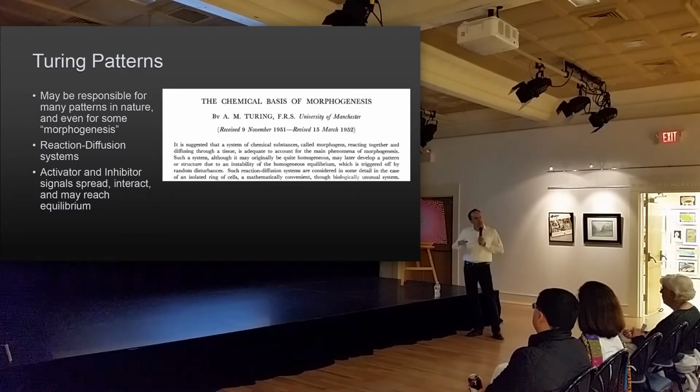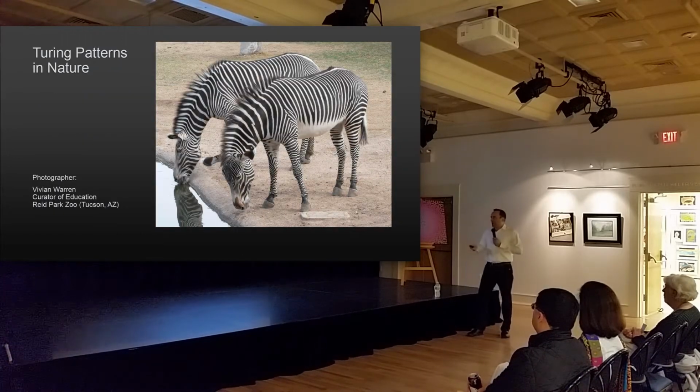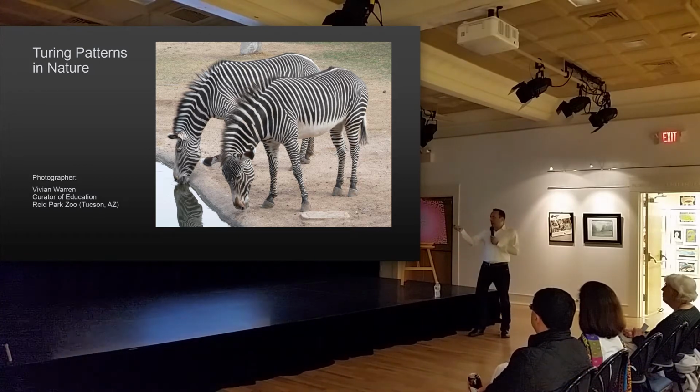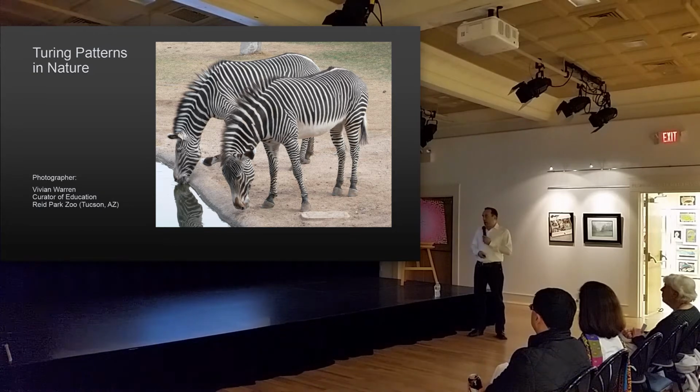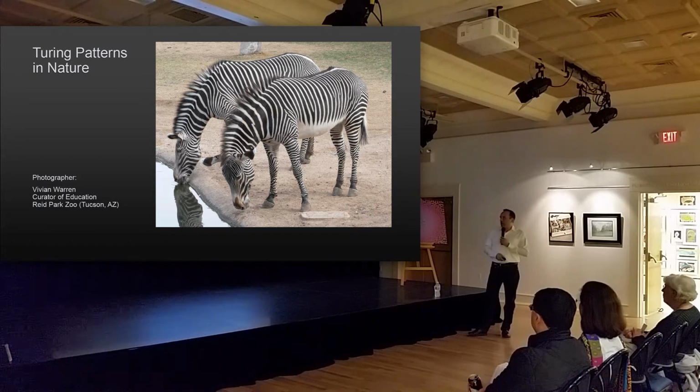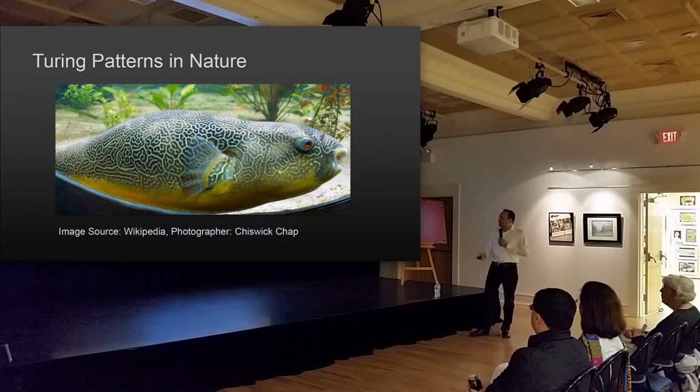And if the rates of change of those signals are different, you end up getting really interesting patterns that might be the cause of patterns like this that occur in zebras or on leopards and other areas of nature. Now, this photograph, by the way, is from an old friend of mine who is now the curator of education at the Reid Park Zoo in Tucson. And beautiful picture of these pattern formations that occur. And you can see little interactions between the stripes.